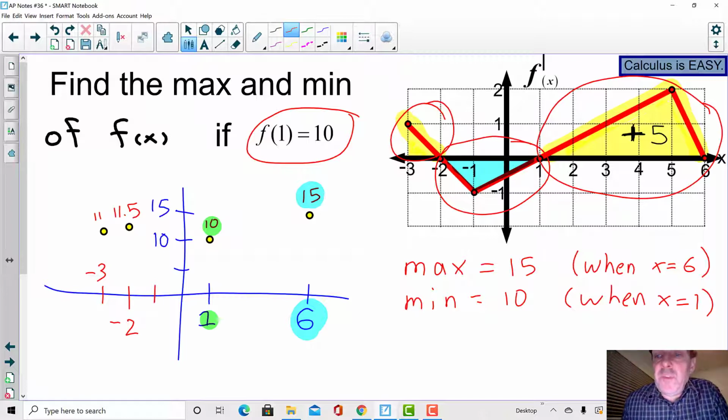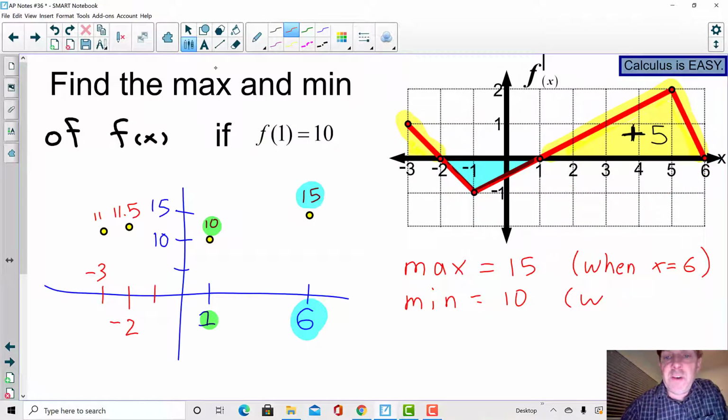Remember, this is a closed interval. So how do you find a max or a min on a closed interval? Well, you just check the value of the original function at the critical numbers and the endpoints. The biggest one is the max and the smallest one is the min. And that's the closed interval test.